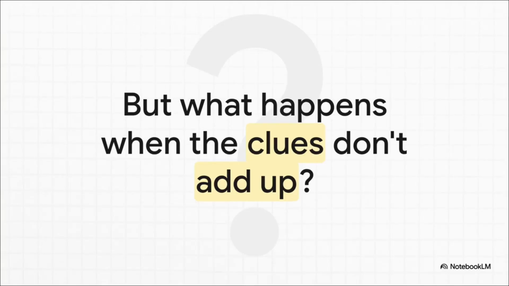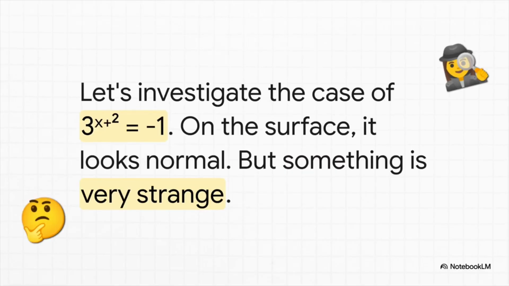I mean, so far, we've been finding a nice, clean solution for x every single time. But does that always happen? Is there always an answer to be found? What do you do when the evidence just points to an impossibility? So let's investigate this one right here.